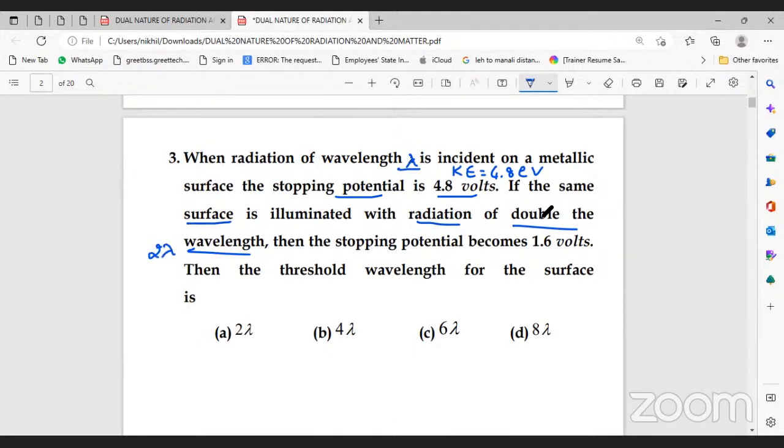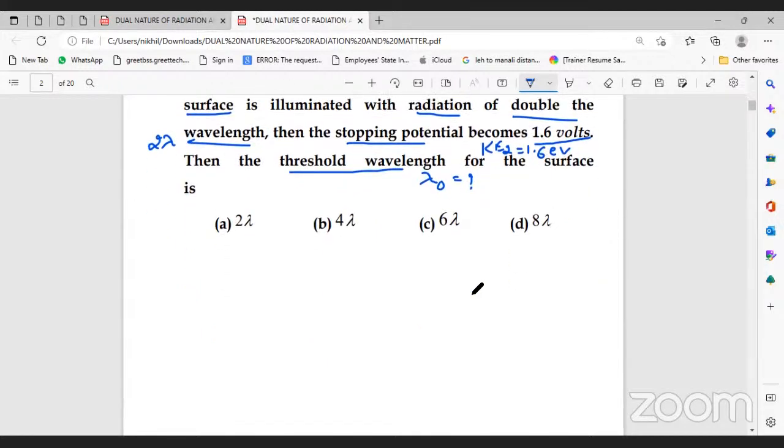Double the lambda. In that case, the stopping potential becomes 1.6 volts. So you can take this as kinetic energy 2, and the earlier one as kinetic energy 1. Kinetic energy 2 is 1.6 electron volt. Now they are expecting you to find the threshold wavelength. That is denoted with lambda naught.